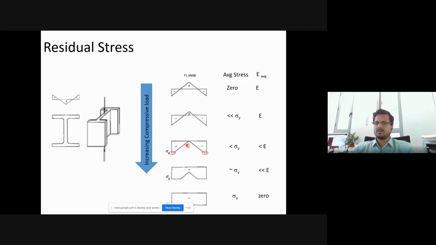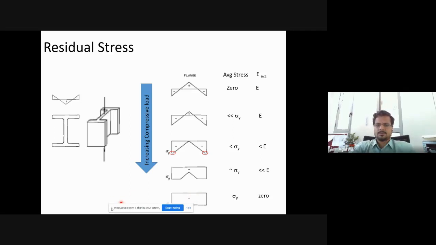So let's say I keep pushing them in compression. As soon as we reach this point, the net AE value of the cross section will be reduced. In this particular case, only this much of the cross section area is contributing towards AE. In this case, only this much of the cross section area is contributing towards AE. And in this case, none of the cross section area is contributing towards AE. The entire cross section has yielded.